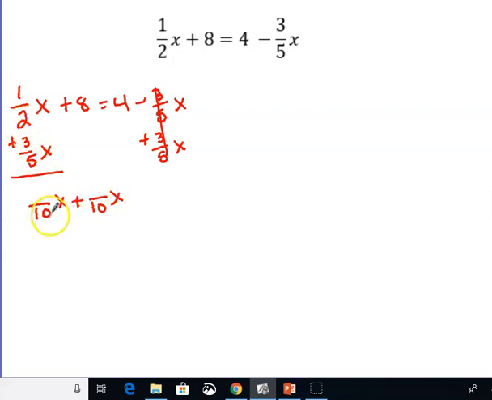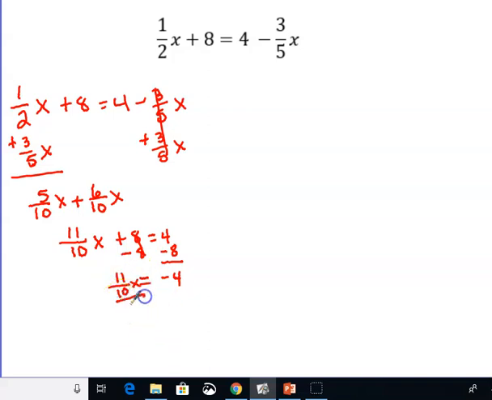So the 2 will go into 10 5 times. 5 times 1 is 5. 5 will go into 10 2 times. 2 times 3 is 6. So you would add the 5/10 x plus the 6/10 x and get 11/10 x. Bring down the 8 and the 4. We haven't dealt with them yet. And we want to move the 8 to the other side. 4 minus 8 is -4.